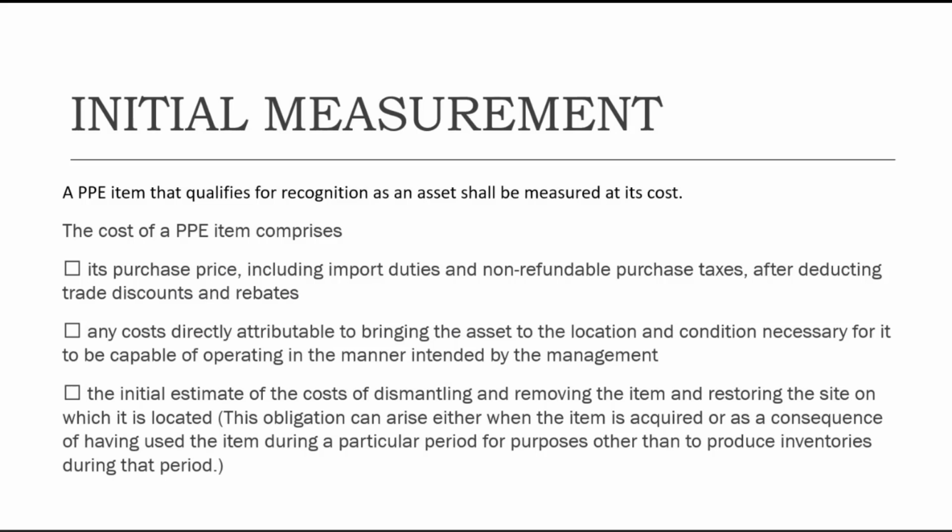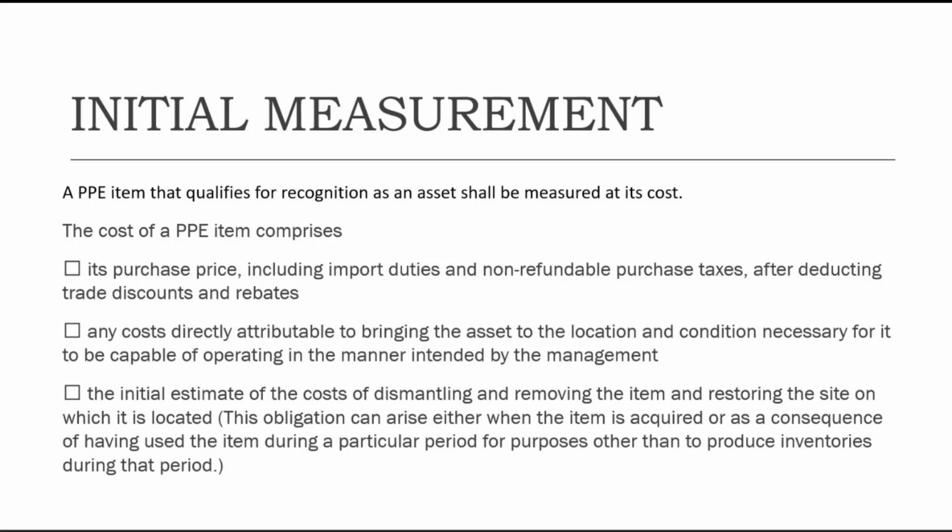So now we have applied the definition of an asset. Now we have applied the recognition criteria of an asset, and we have now recognized this asset in our balance sheet. So a PPE item that qualifies for recognition as an asset shall be measured at its cost. It meets the definition of an asset and the recognition criteria. Now at what amount must we initially record it? So it is an asset, we agree. It has met the definition and the recognition criteria. So we know we are going to put it in our balance sheet, but at what cost?